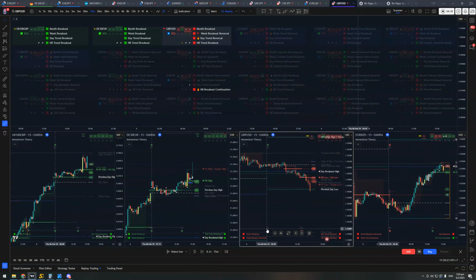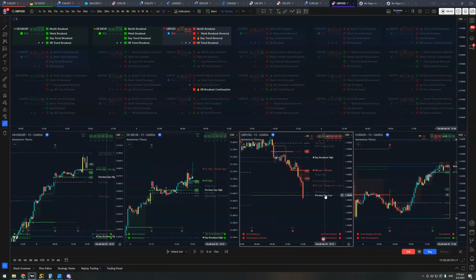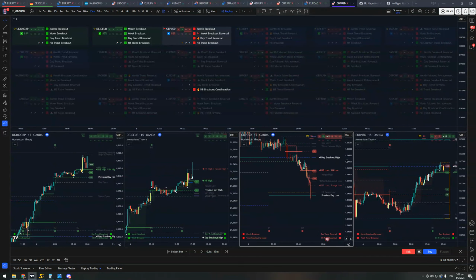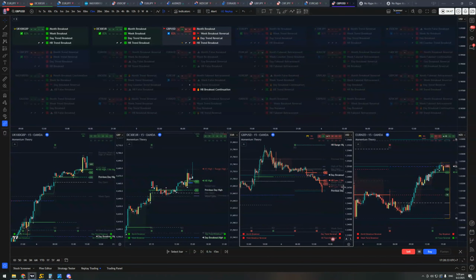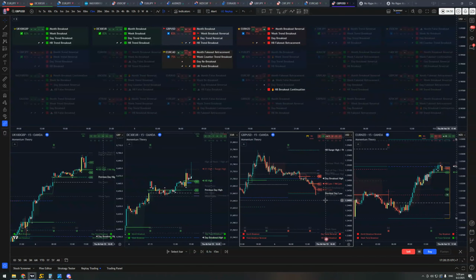I can see in the H8 there's an inside bar, and I can see on the indicator it does tell me that the H8 range low. So we're breaking out of that range. So this is something that I would take as a breakout trade.